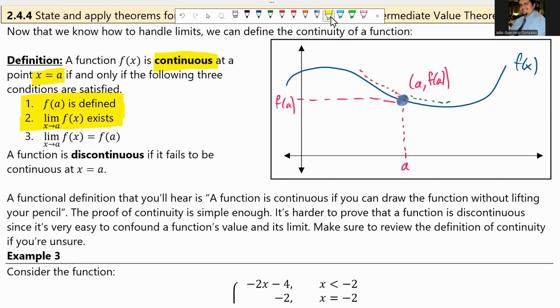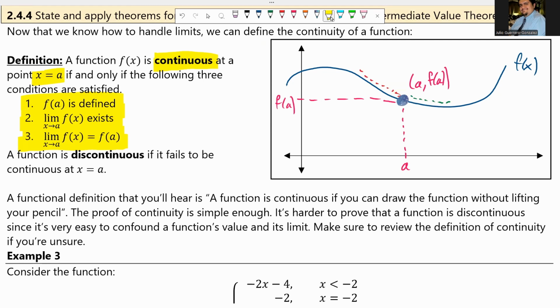And then, like I said, number three says that both of those things have to be equal. So your function's got to approach the exact same point from the left and from the right, and it must equal the function value at that point. And we say a function is discontinuous if it fails to meet one of the three things. Got it?